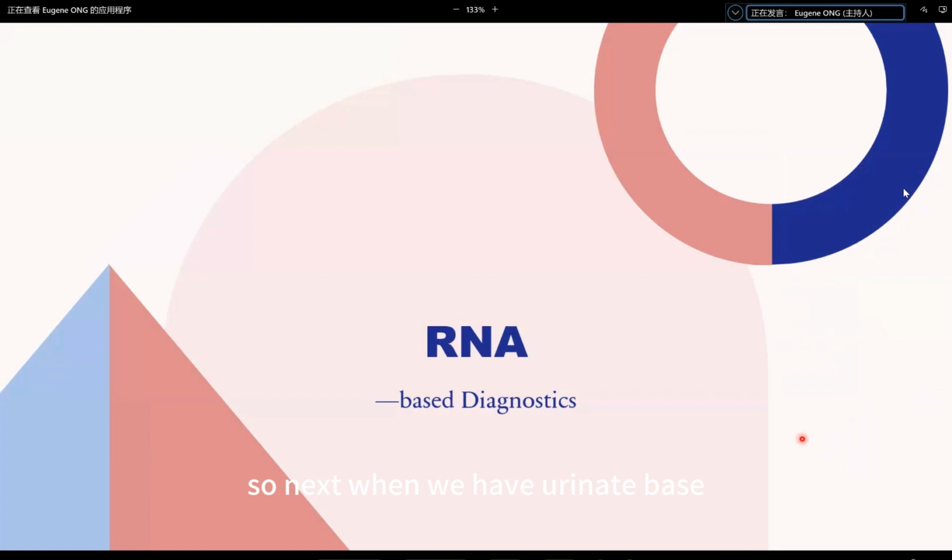So next, when we have RNA-based diseases, we can now try to use this as biomarkers to identify what are the RNA or non-coding RNA-based biomarkers that can be used for diagnostics. So this will be sort of different from transcriptomic-based diagnostics.